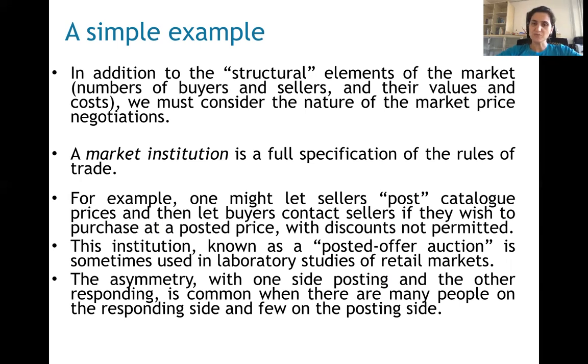The asymmetry with one side posting and the other responding is common when there are many people on the responding side and few people on the posting side. Okay, so market institution is going to change the rules of the game. For instance, we are going to come to that in double auction, either buyer or seller can make an offer. In the posted offer case, one of the sides is making an offer, so this is making the game asymmetric.